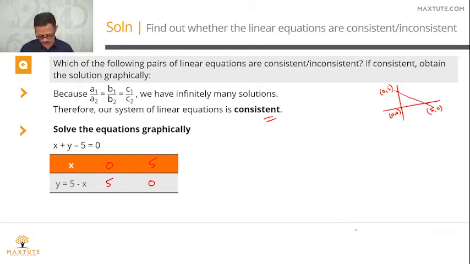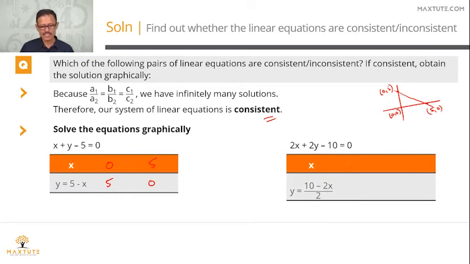Let's run through the same exercise for the second line. I'm going to start with x being 0. When x is 0, this term becomes 0. So 10 minus 0 by 2 is 5. So 0, 5 is a point on the second line as well. I'm going to check out what happens when y is 0. When y is 0, 10 minus 2x by 2 equals 0. Cross multiply, we get 10 minus 2x equals 0 or 10 equals 2x, which means x is equal to 5. So 5, 0 is the second point.